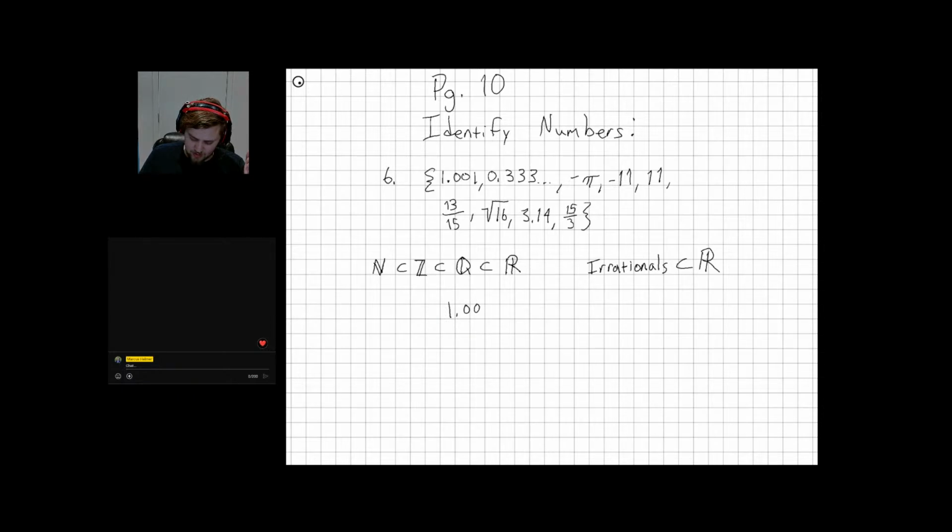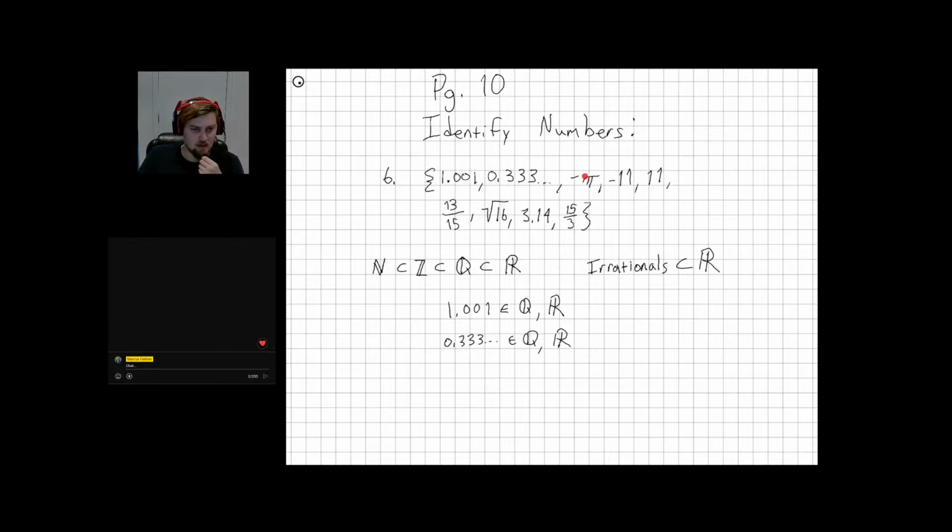So 1.001 is in Q, and it's in R. This little E thing means in. Okay, it's in both of these. And if we get one right, we get everything to the right, just like Russian nesting dolls. Okay, we have 0.333 repeating. Well, if it's a repeating decimal, then it's also a rational number. So this is going to be in the rationals, and it's going to be in the reals as a consequence of that.